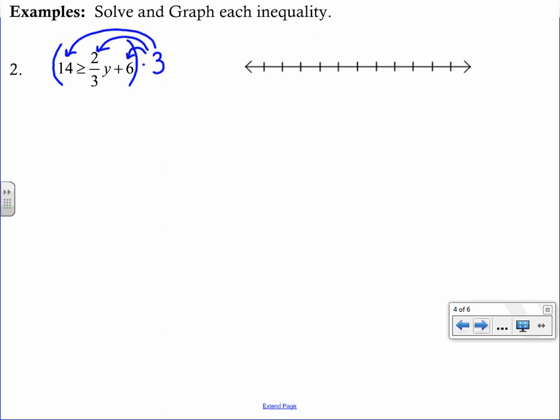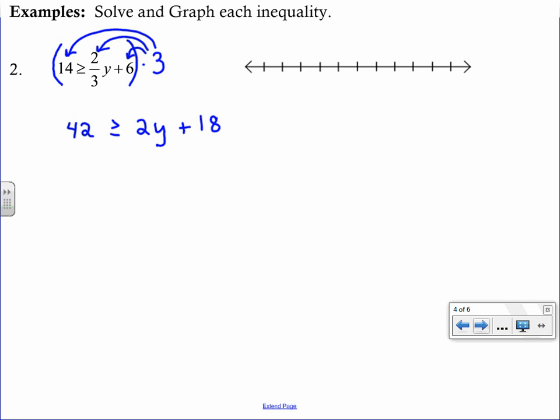So 14 times 3 gives us 42. We keep the symbol. And notice I don't have to flip it because I didn't multiply by a negative. I simply multiplied by a positive 3, so everything's going to stay the same. 3 times 2 is 6, divided by 3 is 2. So I'm left with 2y. And then finally, 6 times 3 gives us 18.